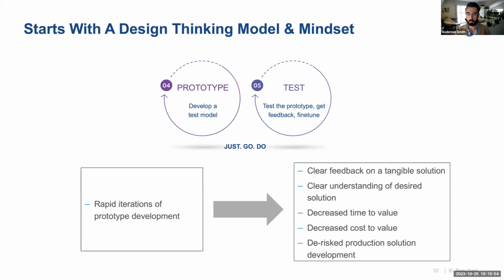We also see, through rapid prototyping, decreased time to value and decreased cost to value. So along with ensuring that the solution's the right one, it can oftentimes really accelerate the development process of projects. And finally, that last piece there, the de-risked production solution development, so that you don't get halfway through a project and then realize, oh, well, this isn't exactly what we had in mind, or this doesn't truly solve the need that we have here. So it really is a good way to do all of those three items: to decrease time to value, to decrease cost to value, and to de-risk production solutions.